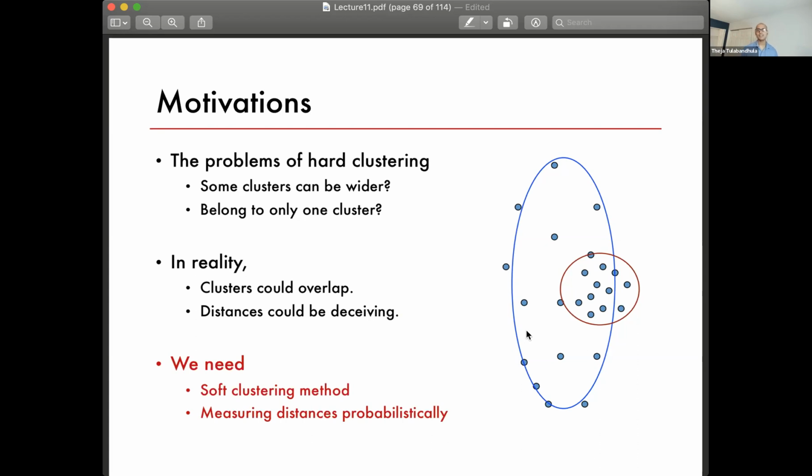In particular, what we want is a soft clustering method. Soft here just means that instead of saying this point belongs exactly to this yellow cluster and nothing else, we want to say, hey, this point belongs with some probability to the yellow cluster, with some probability to maybe the red cluster or the blue cluster. That's what is meant by soft clustering here. And if you think of the distances in terms of distances of centroids, you measure them with a score. Probabilistically just means you assign a score between 0 and 1.